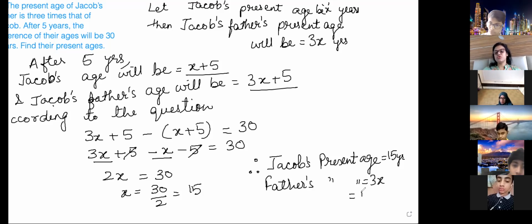3x, which is equal to 15 into 3 is equal to 45. So our answer is their present ages we have to find. So 15 years and 45 years is the answer. So this way we'll solve the word problem.